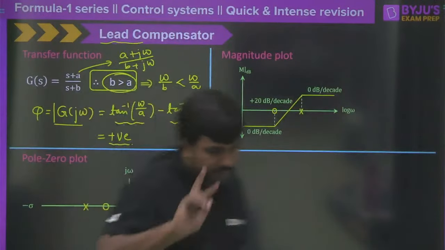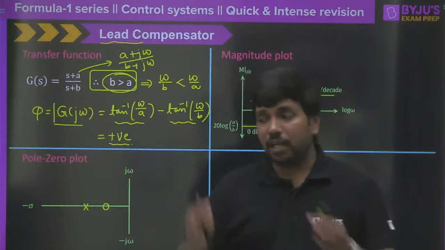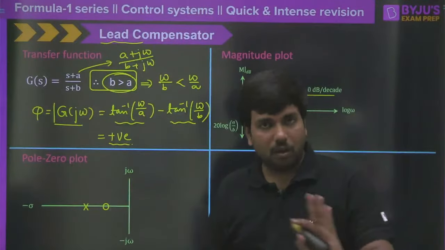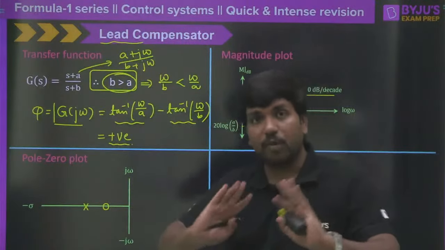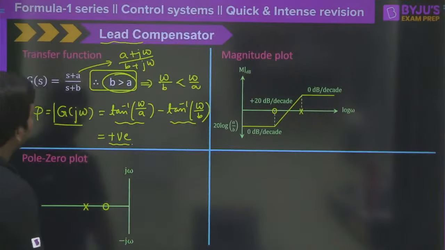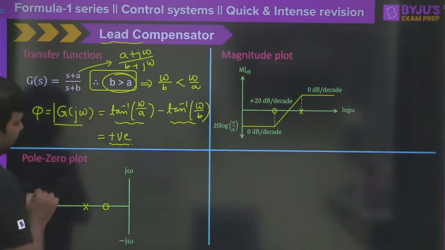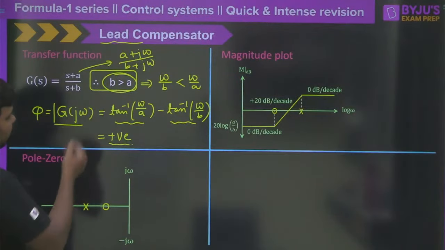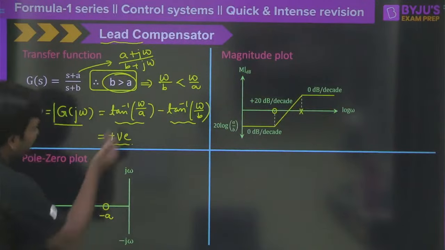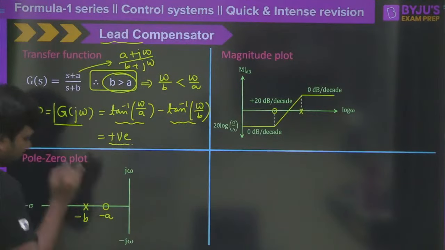Many of the students will think in the reverse way. They think that if it is providing the negative phase, then it is called a lead compensator. No. Lead compensator means it should provide a positive phase. Simple. And then you can see B should be more than A in value, right? Then obviously A will come first. So this is minus A, and then here you are going to have minus B, right?